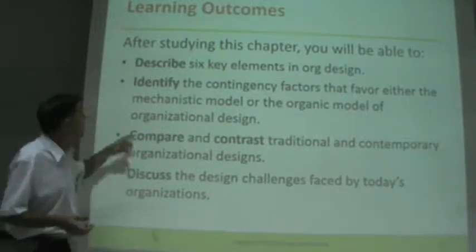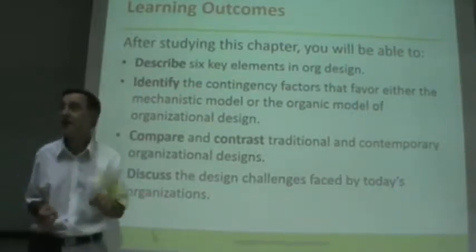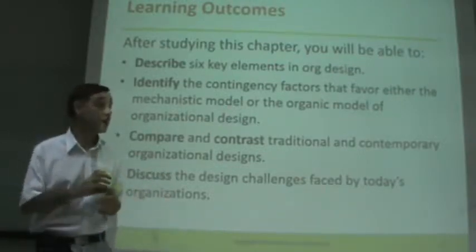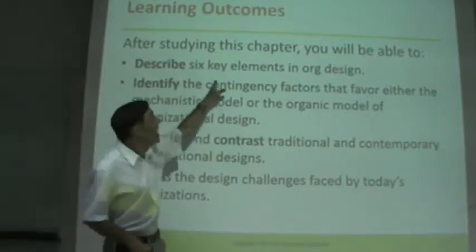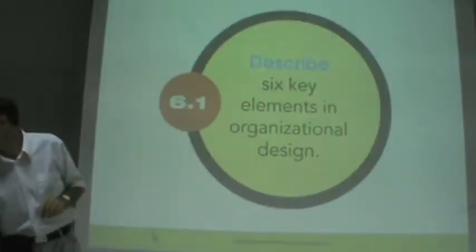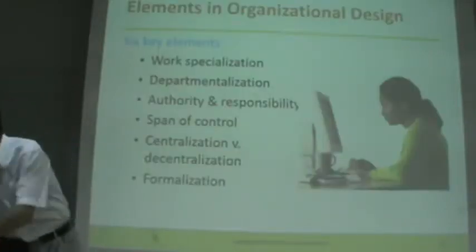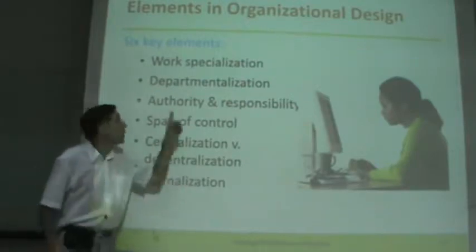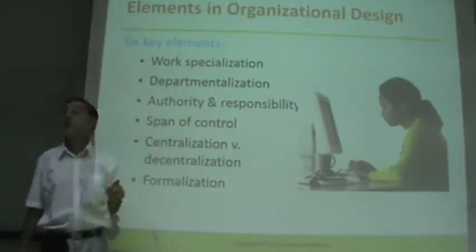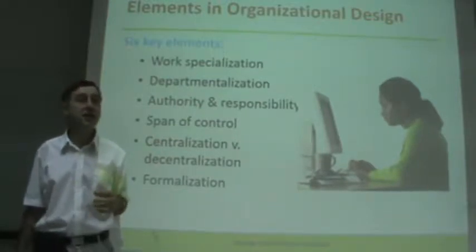For this lecture, I'll probably cover only the first one, maybe a little bit of the second one, because it's a fairly long chapter. So, 6 elements of organizational design. That's section number 1. And these elements are work specialization. I'll be explaining each of these in detail.